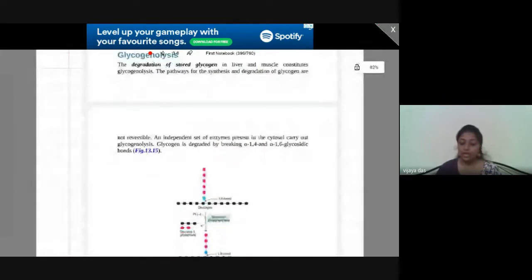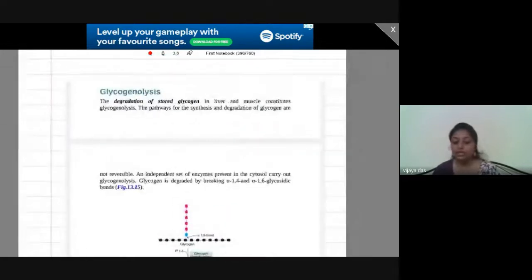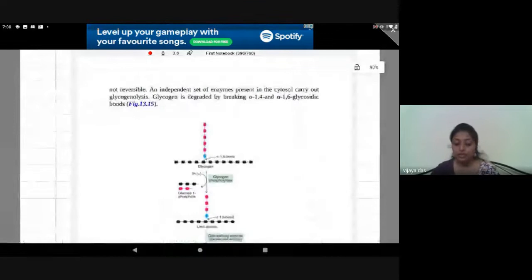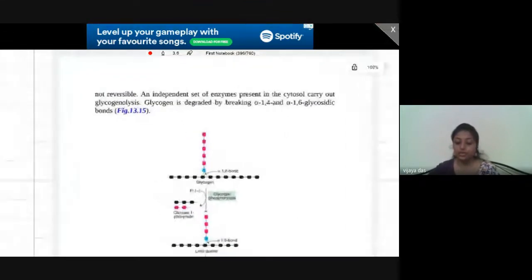Yes. Now here we will just see what is glycogenolysis. Glycogen synthesis we have seen. Now we will see glycogenolysis. Glycogenolysis means breaking of glycogen. Now this process is just the reverse. You see what is happening here.